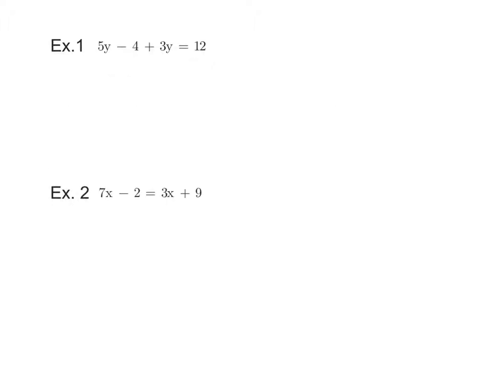Let's start with these examples. For the first one, 5y minus 4 plus 3y equals 12. We have two different y variables, so I'm going to combine those together to make it 8y. They're on the same side, so 5y plus 3y equals the 8y. Next thing I want to try to do is get rid of that number 4. It's currently negative, so I'm going to make an opposite, or add 4 to both sides.